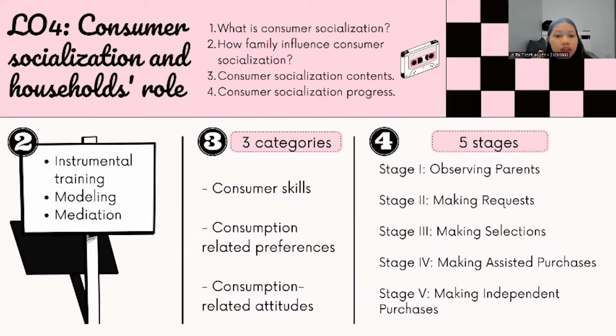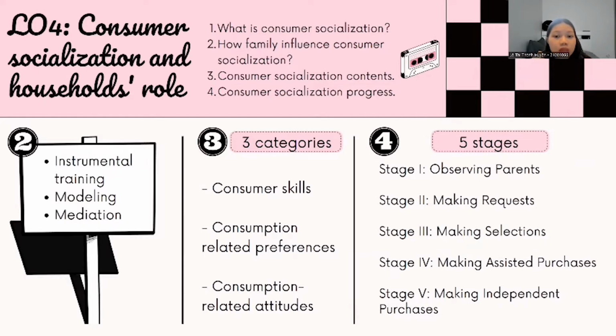The third stage is making selections. Children will actually get an item by themselves without assistance and soon begin to remember the location, and they will be allowed to go there independently. The fourth stage is making assisted purchases. Children will learn to value money as a means to acquire things. They have now become the primary consumer.